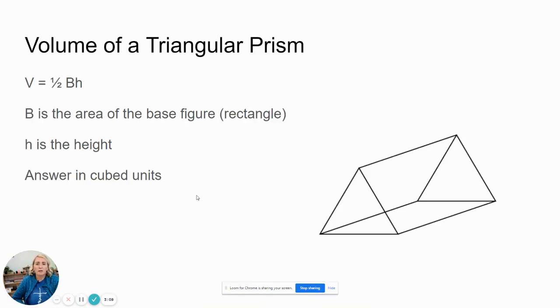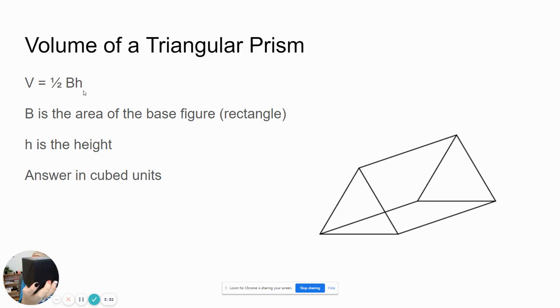All right, so now we're going to talk about the volume of a triangular prism, okay? And you'll notice that the formula is similar to the same, but we have to take half of it. And if you think about the way that a rectangular prism would be, if we cut it in half, that's how you would get two triangles, okay? And here's a good example of what I mean by that.